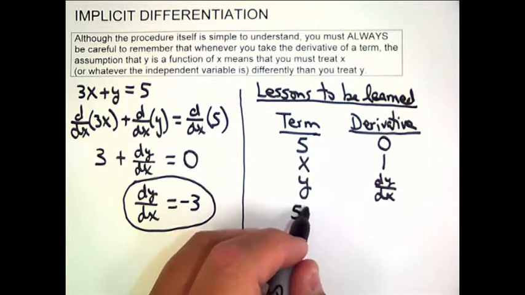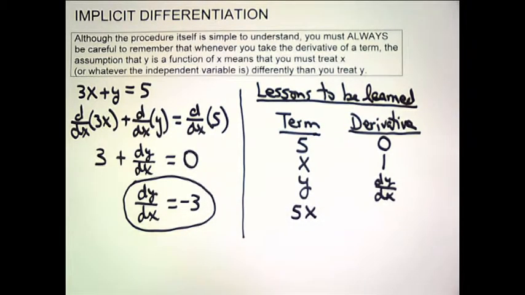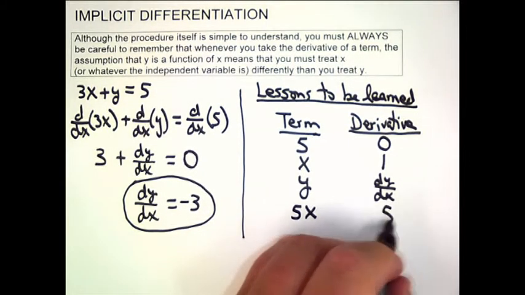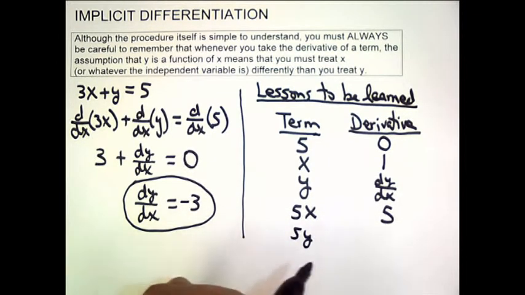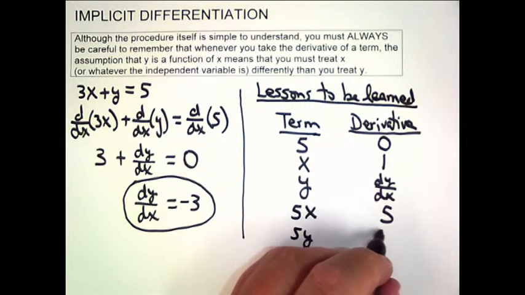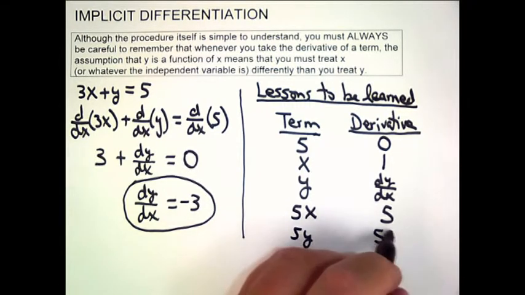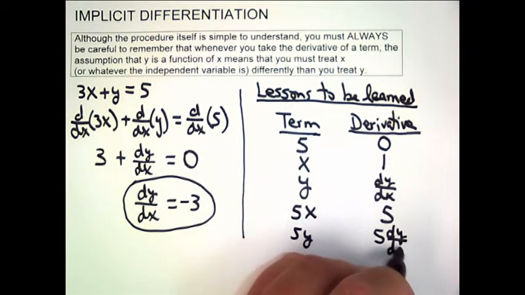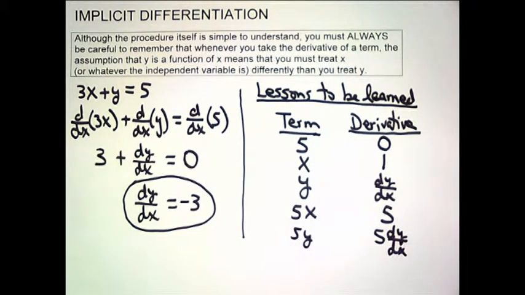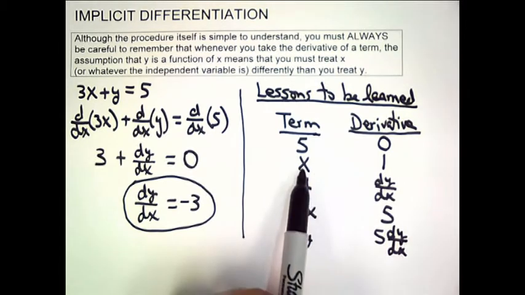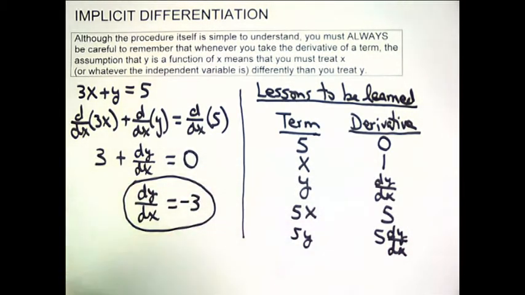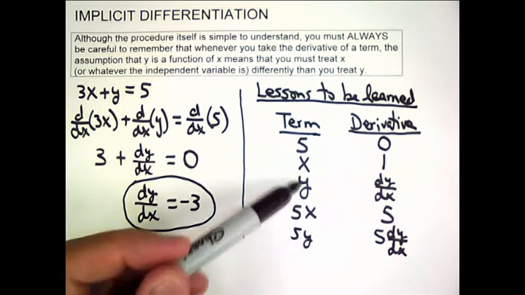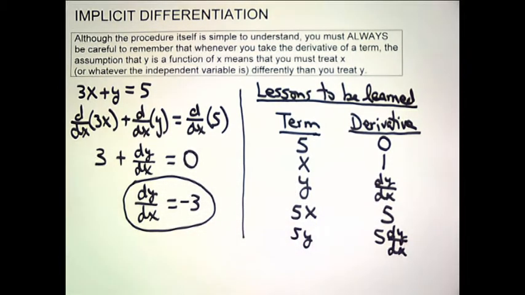If I have something more complex involving just x, say 5x, that derivative would be 5. But if I had 5y, the derivative is going to be 5 times the derivative of y with respect to x. So when you have a constant, it's 0; when you have some term involving just x, it's your ordinary derivative rules; but whenever a y is involved, you're going to have a dy over dx.